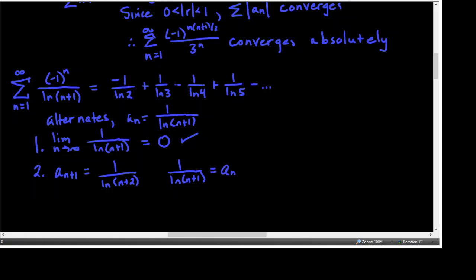And since the natural log function is an increasing function, the natural log of n plus 2, which is further along to the right, will be bigger than the natural log of n plus 1. And since the left-hand denominator is bigger than the right-hand denominator, the fraction on the left is smaller than the fraction on the right, which is what we needed for it to be. So we can conclude from this alternating series test, therefore this series converges.